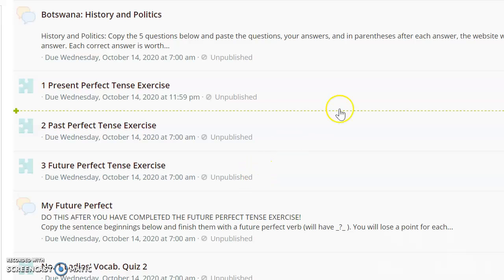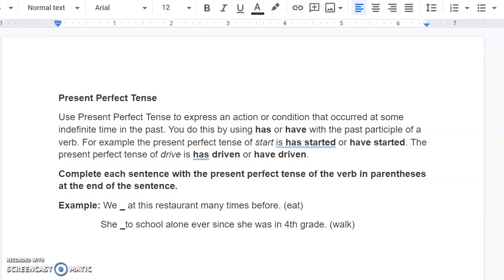Okay, week 4 grammar. So you can see this week we are going to do perfect tenses. That's present perfect tense, past perfect tense, and future perfect tense. Now I've numbered them 1, 2, 3 so that you'll do them in that order, and I'm going to explain to you that order right now.